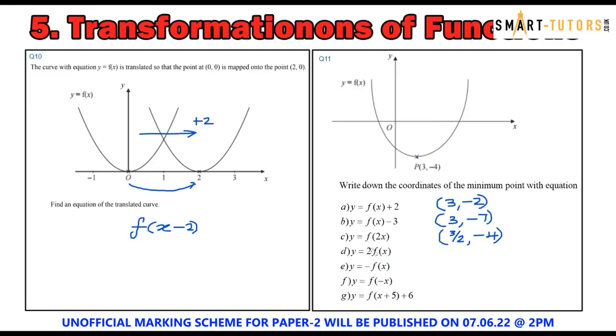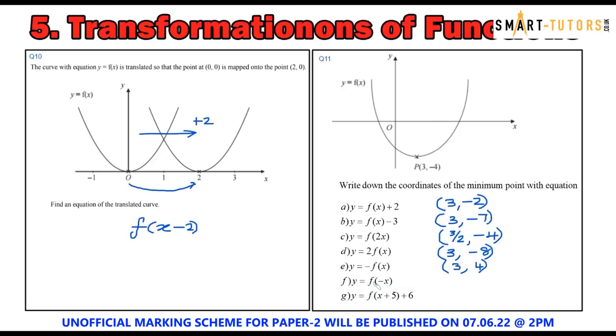When the number is coming outside of the function, in front of the function, that means the x coordinate is not going to be changed, and the y coordinate is going to be stretched, y coordinate times by 2, so minus 8. Now y equals minus f(x) is a reflection on the x-axis. When a function is reflected in the x-axis, the x coordinate remains unchanged, and the y coordinate is times by negative 1, so that makes positive 4.